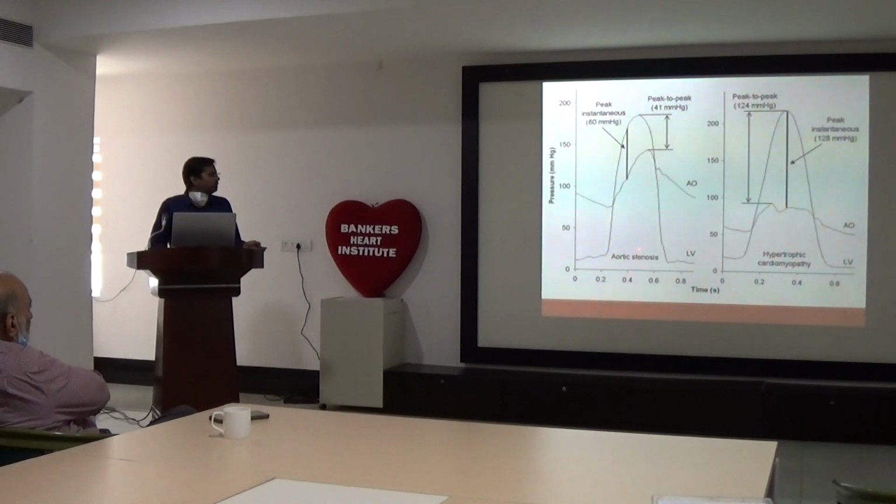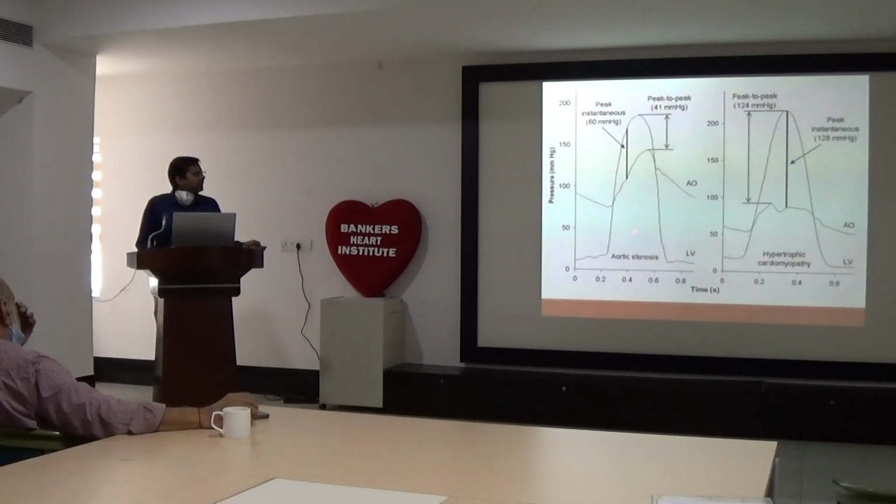Here we have a comparison of the aortic stenosis gradient and the HCM gradient. The peak to peak gradient is more or less similar in cases of aortic stenosis, meaning the peak instantaneous gradient and the peak to peak gradient. The peak instantaneous gradient is what we find in the echo or the CW, and it correlates with the peak to peak gradient in cases of aortic stenosis. But in cases of hypertrophic cardiomyopathy, the peak to peak gradient and the instantaneous gradient are more or less the same.